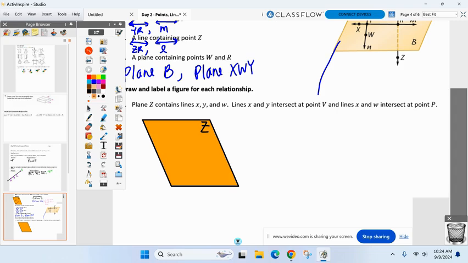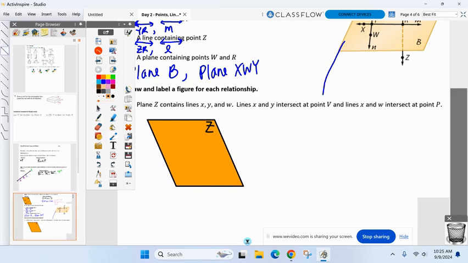We got 3 lines we're going to draw: X, Y, and W. First 2. Give me 2 lines on that plane, X and Y, that intersect at a point V. So give me 2 lines. They intersect, which means they cross each other. And they cross each other at this point V that I want labeled.